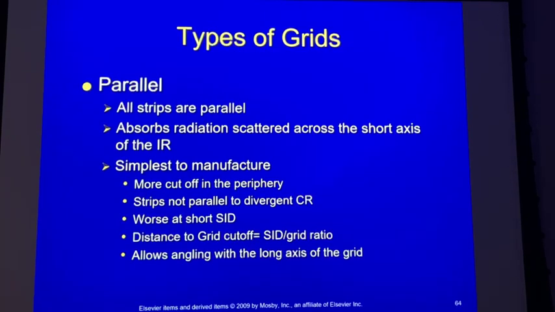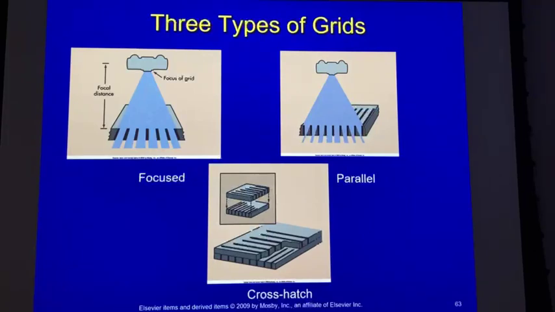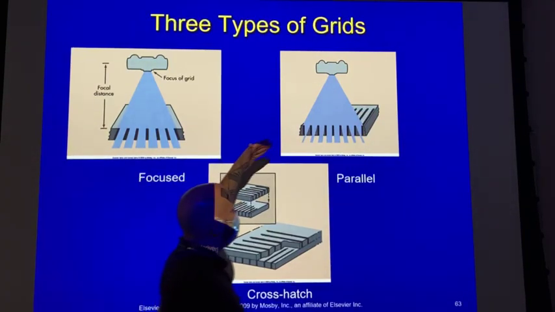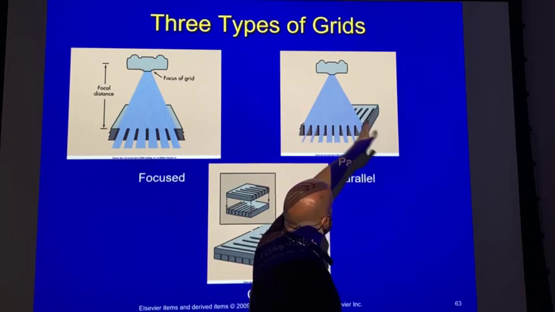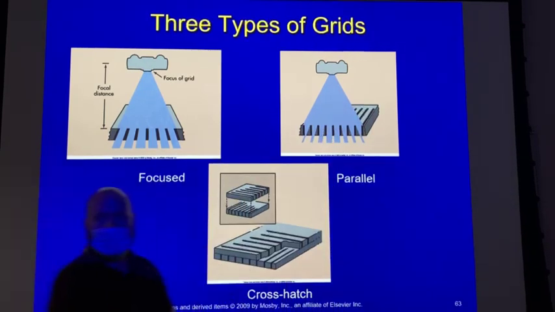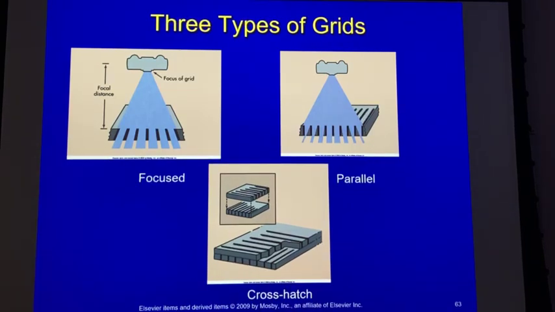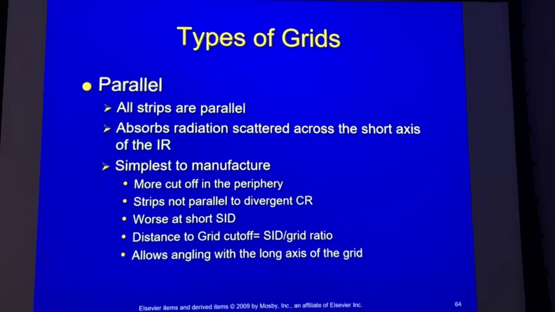All right, so that's pretty much everything we just talked about. Parallel grids: all the strips are parallel, not necessarily parallel to the central ray, but parallel to each other. So it absorbs scatter radiation across the short axis. Again, if the scatter radiation is going parallel to those grid strips, it's not going to absorb those, but it's going to absorb across the short axis, okay? As opposed to a crosshatch, which absorbs in both directions, the short axis and the long axis.